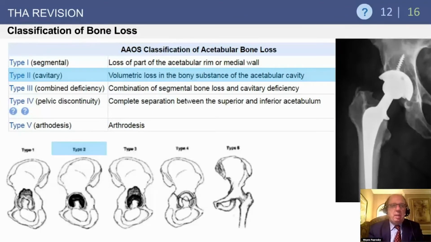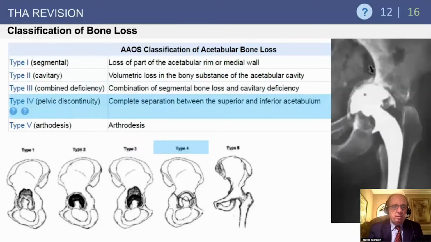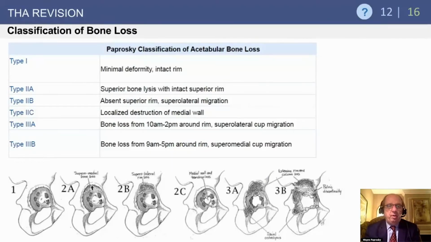So here's an example of a cavitary defect. You can see that this represents volumetric bone loss due to osteolysis. Here's a combined deficiency. The component has migrated, with volumetric loss as well as some segmental loss. And type 4, as we showed in the question that we did, is protruded medially, and you have to be very suspicious that there's a fracture between the superior and inferior aspect of the acetabulum.